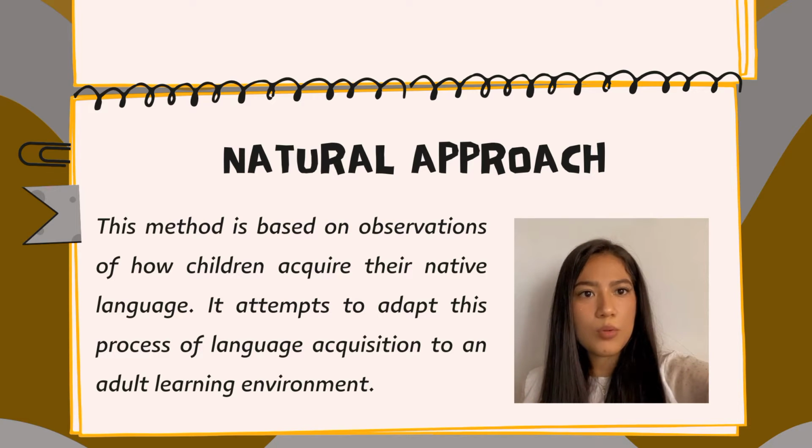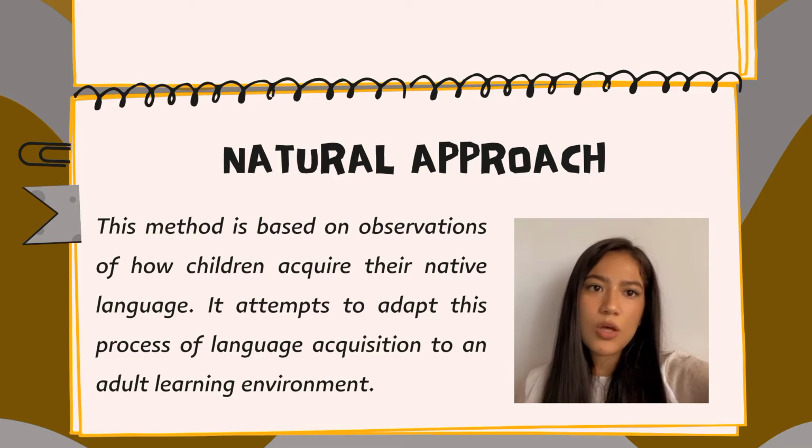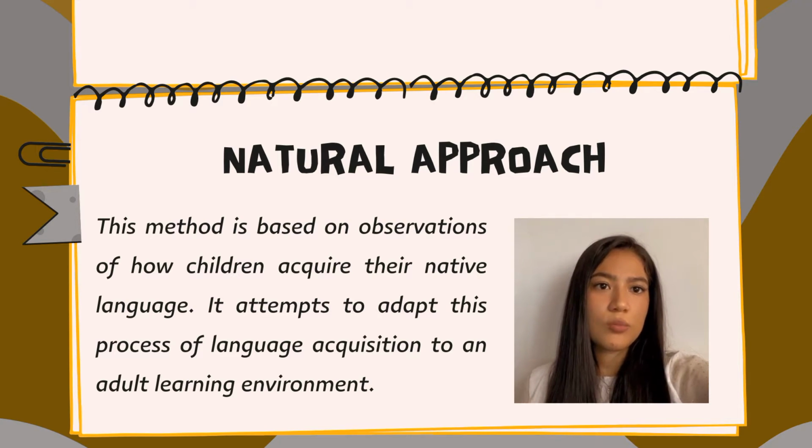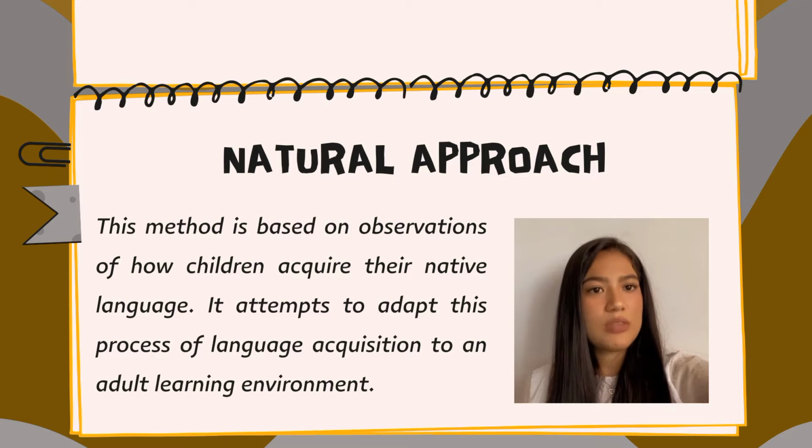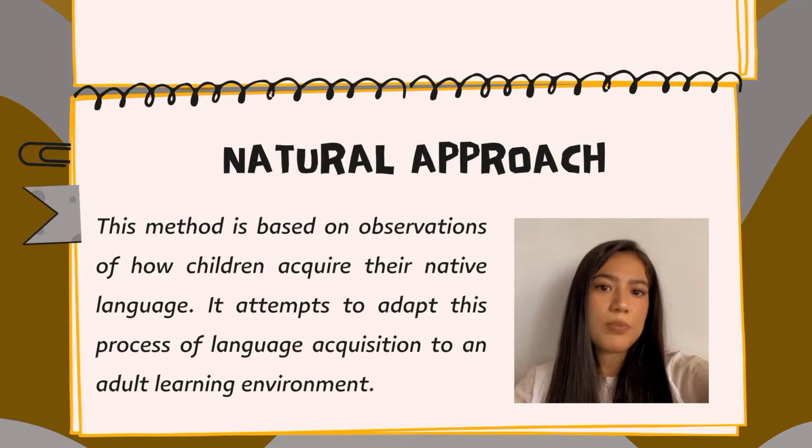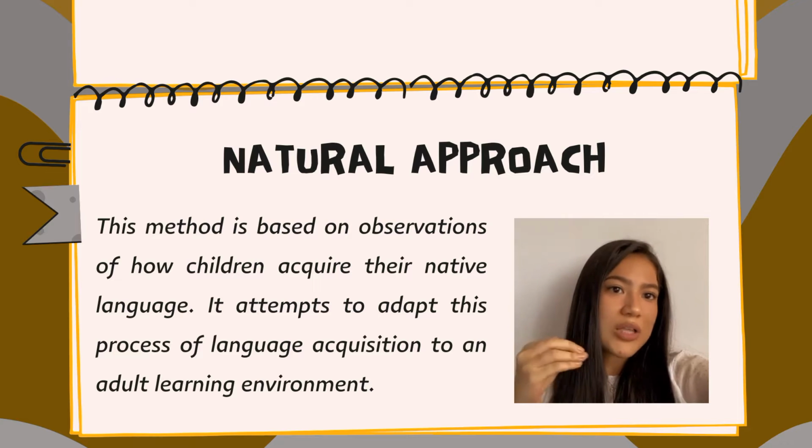For example, a typical natural approach lesson at elementary to intermediate level might go something like this. The teacher shows a set of pictures and says food and drink, repeating the words. The students simply watch and listen.